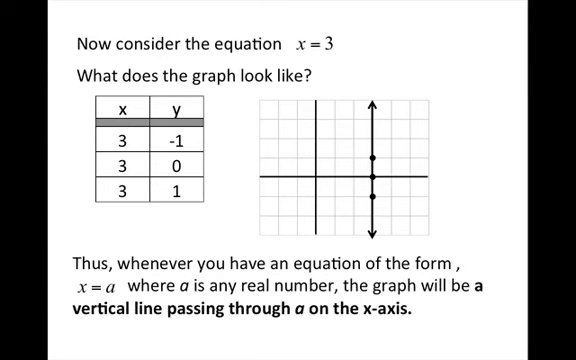So whenever I have an equation of the form x equals a, where a is any real number, the graph is going to be a vertical line passing through that point a on the x-axis. When your equation does not have a y, when it only contains an x, that's a vertical line. So once you learn that y equals a number is a horizontal line, and x equals a number is a vertical line, these are real quick to graph.